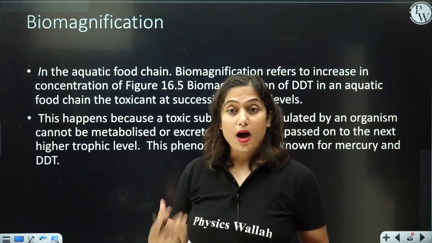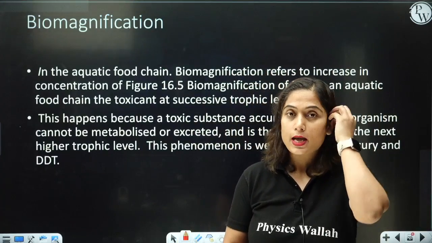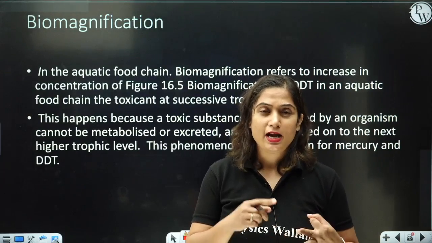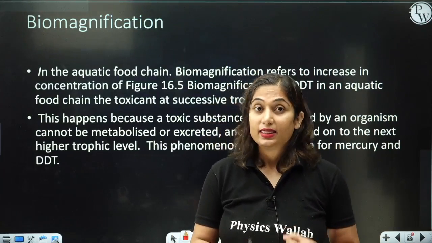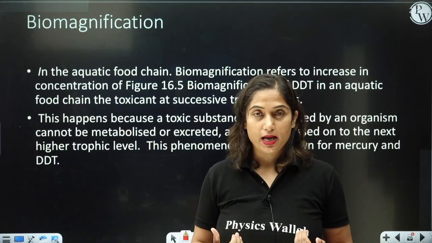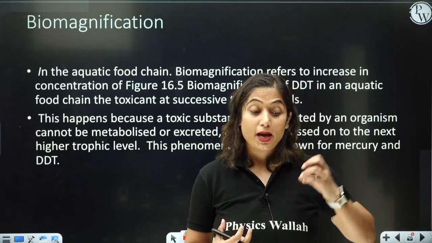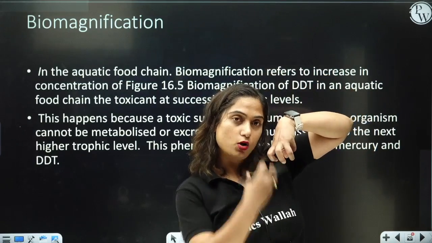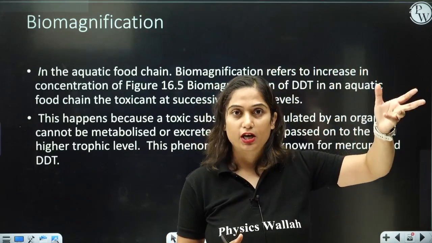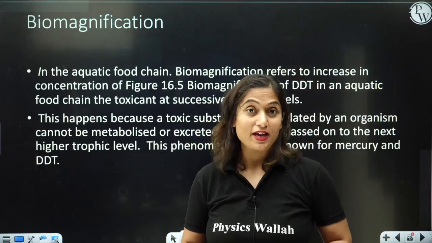Now, what is biomagnification? Biomagnification is a process in which compounds like DDT, mercury, and other insecticides and pesticides are not consumed inside the body of living organisms, and they are not digested inside the body of the living organism. And when the next organism feeds on this organism, the level of these materials gets increased with increased trophic levels. This is called biomagnification.